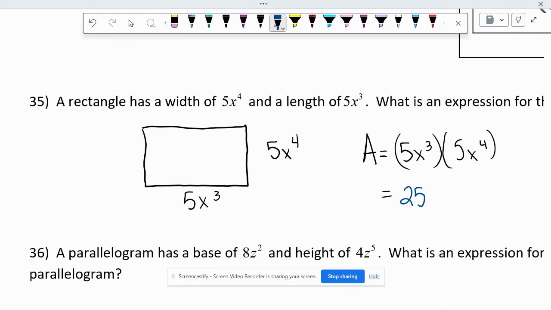What happens to my exponents? What do I do to the base? If the base is the same, what do I do to my exponents? I add these. What is 3 plus 4? X to the 7th.